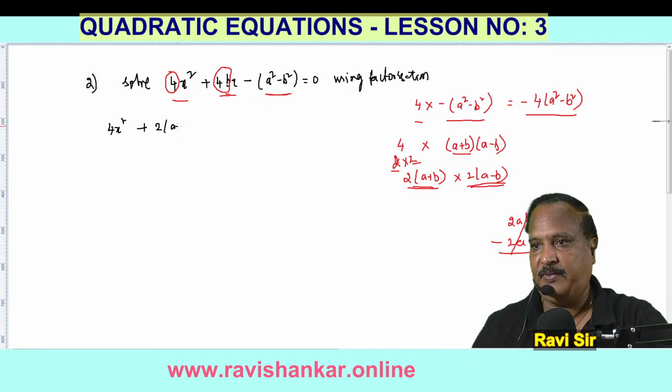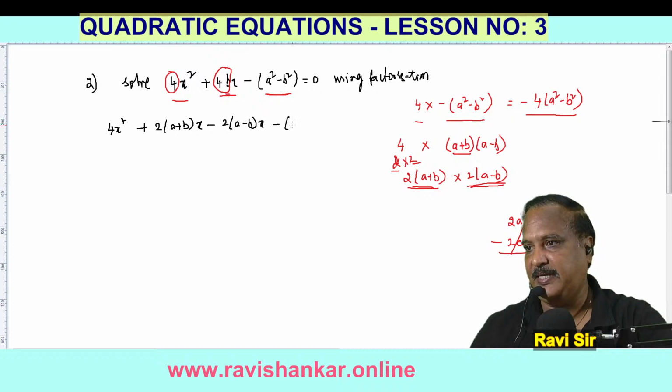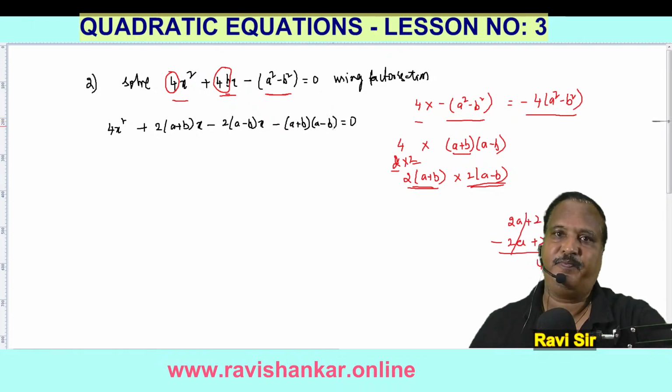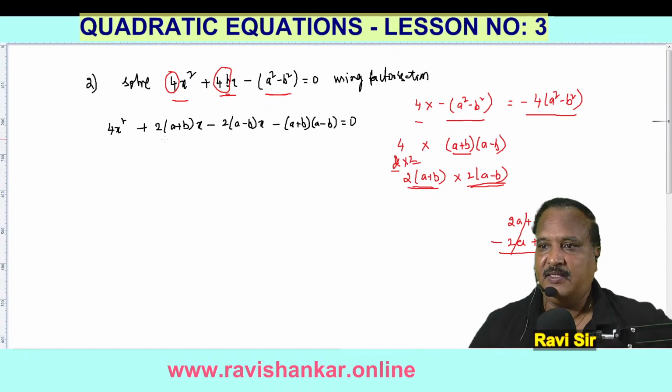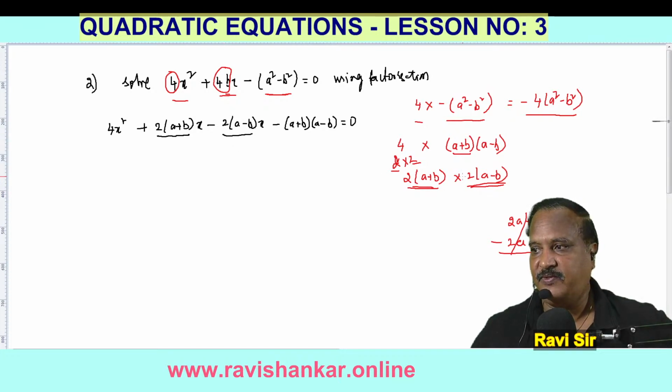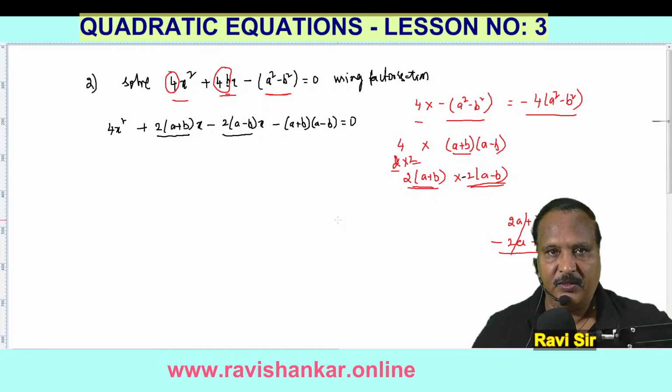2 into a plus b x, this is first, and minus 2 into a minus b x minus a square minus b square. I will write a plus b into a minus b, which is equal to 0. Okay, so 2 into a plus b is one factor, minus 2 into a minus b is another factor. Because I have done subtraction, I got it. If you want, you can do one more time also.